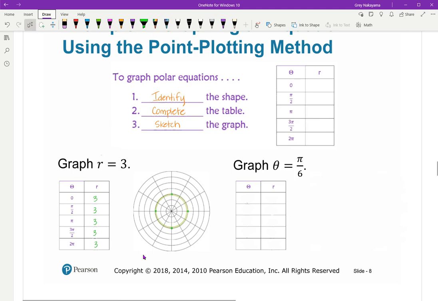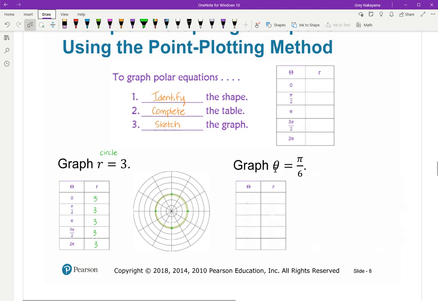So you need to know and recognize, and we kind of talked about it in a previous lesson of changing it to rectangular form, that's the graph of a circle. x squared plus y squared equals 9 because you square the r.